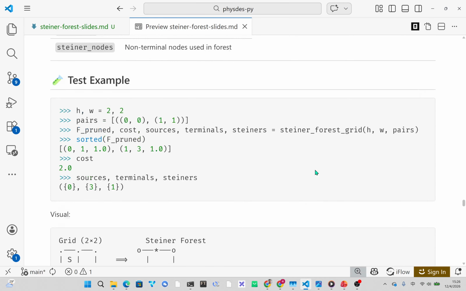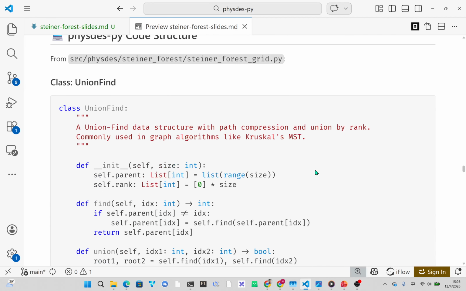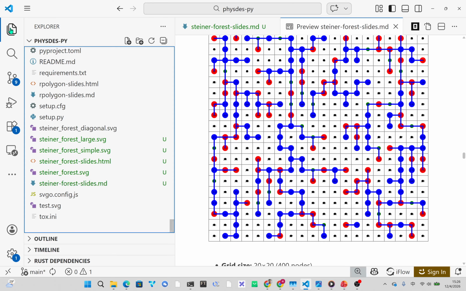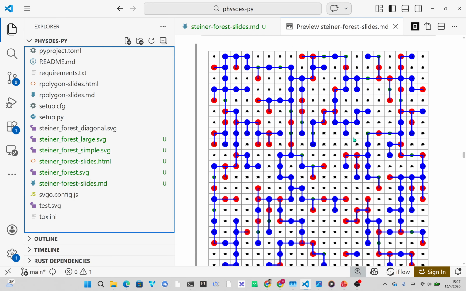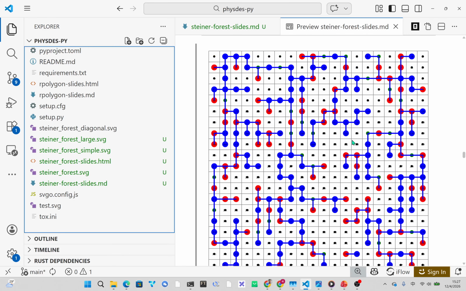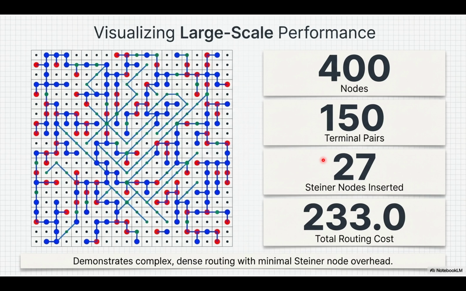And the algorithm mapped it flawlessly with a total routing cost of just 233.0. It densely routed all 150 pairs, dodging and weaving them through the grid by strategically inserting only 27 minimal Steiner nodes. Those are the extra non-terminal junction points the moats discovered just to combine the cheapest paths. Right. If you look at the visualization of that test grid in the source, it is this staggeringly complex interwoven network of blue, red, and green dots. And the code solved it by just letting the bubbles grow.